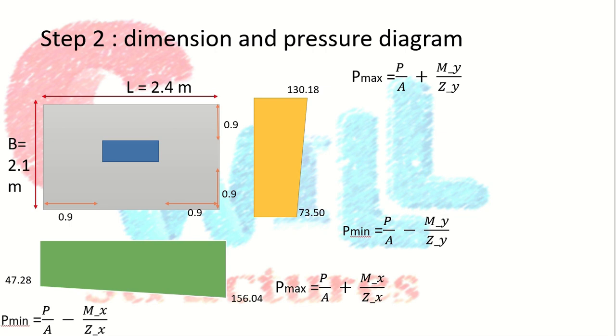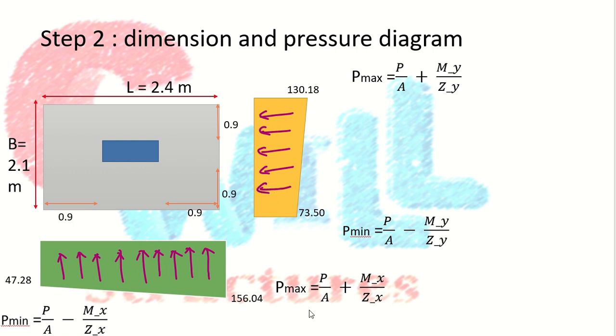So after the trial and error method, we have finally fixed our dimension of the foundation. You can see in the longitudinal direction it is 2.4 meter and in the lateral direction it is 2.1 meter. You can also see the cantilever projection values for both directions are the same, 0.9 meter, right? Now here is a pressure diagram in the lateral direction. It is a uplift pressure diagram. The direction should be upward because the pressure is coming from the soil, right?